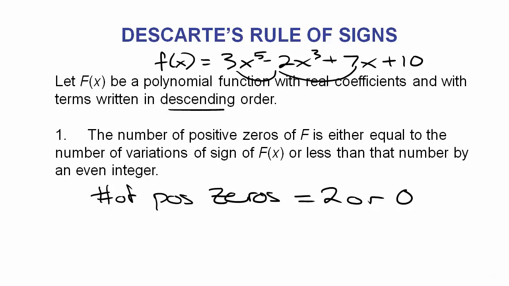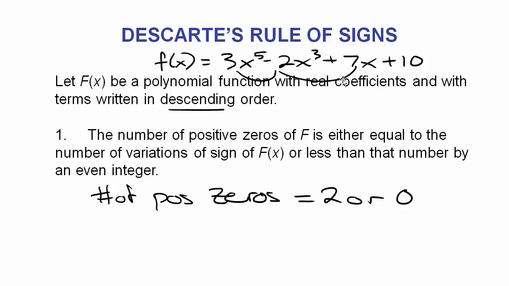There is Descartes' rule for the regular function. Let's say here's our function f of x. It says if we have a polynomial function with real coefficients, so the coefficients all have to be real numbers, so decimals, fractions, just can't be complex or imaginary numbers, and it's written in the proper descending order, which means the first term is the highest power, and then it goes down each smaller power. If there are missing powers, that's fine, but they just have to be in descending order down to the constant term.